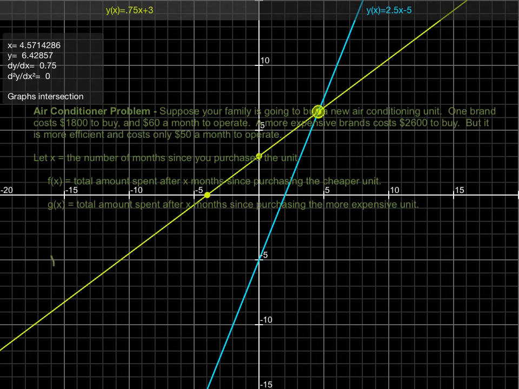So f of x for the less expensive air conditioner, we know that it costs $60 a month, so your slope is 60, because slope is rate of change. So for every month, and that's represented as x, it will cost you $60 to operate that. But the y-intercept is $1,800, because at 0 months it costs $1,800 to purchase that air conditioner. So this is for the less expensive, the cheaper air conditioner.